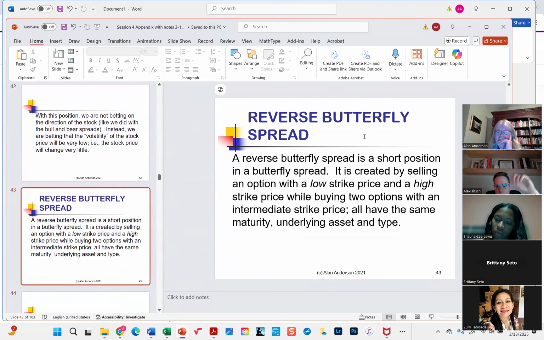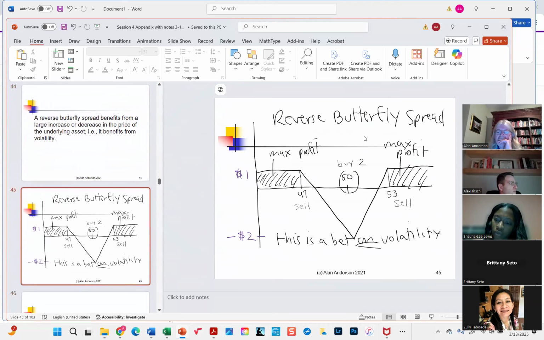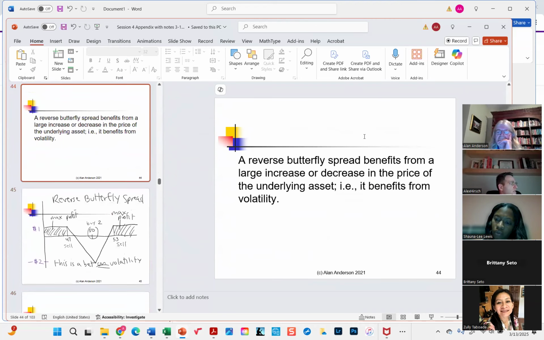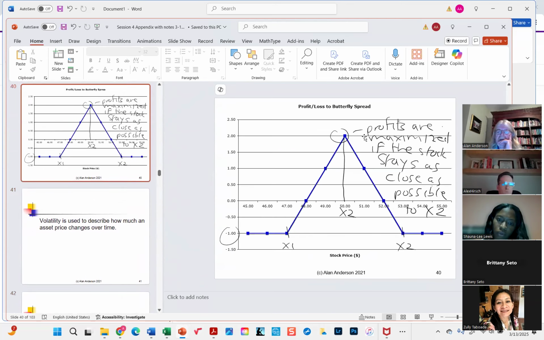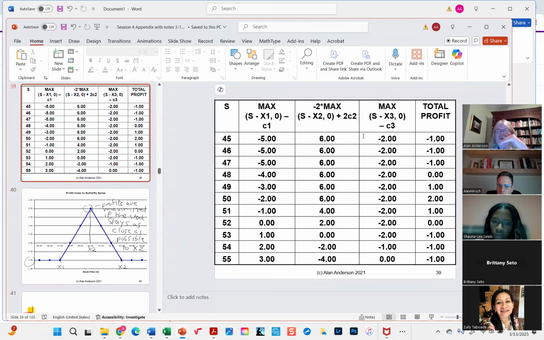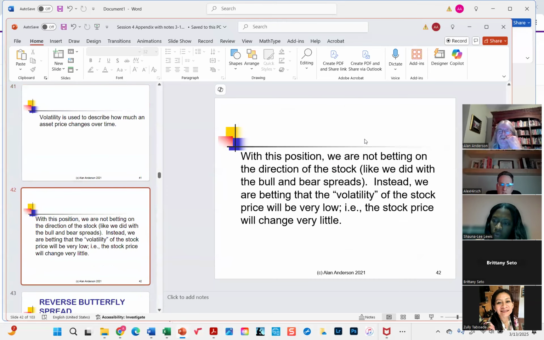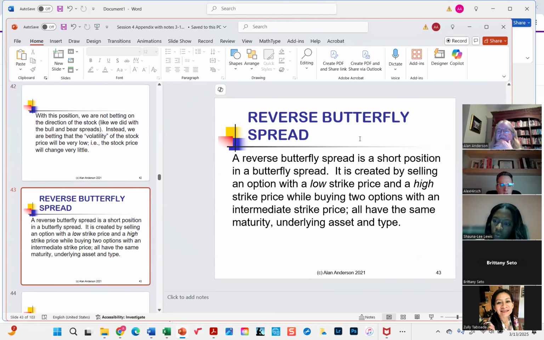Okay. For the reverse butterfly, are you selling a call or are you selling a put? Oh, they're all calls or they're all puts. Here we're assuming that they're all calls. But we could just as easily assume the stock goes down, right? If you sell puts, you assume that the stock's going up.